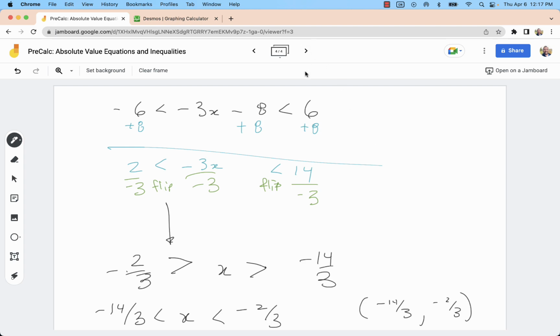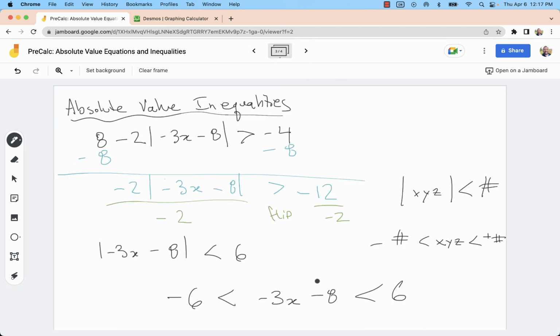And so kind of what we're doing back here is we're really saying that the negative 3x minus 8 needs to be bigger than negative 6 and it needs to be less than 6. So if you did a review assignment, you might have gone through those problems with and versus or. This is an and. I usually skip the and step and go right into that tripartite inequality. That's the most common way.